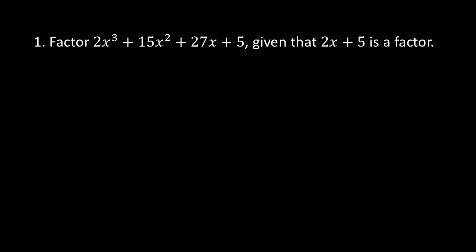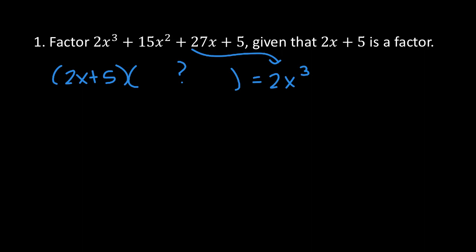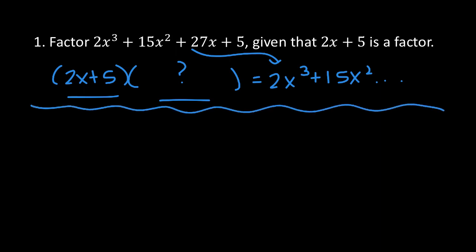So what that means is we have 2x plus 5, and we want to try to figure out what we multiply to 2x plus 5 so that it equals this whole polynomial. So first, before we do that, let's talk about how we multiply two factors together to get a polynomial. A lot of times we use the area model, we use the boxes. So let's just do an example of that first real quick.